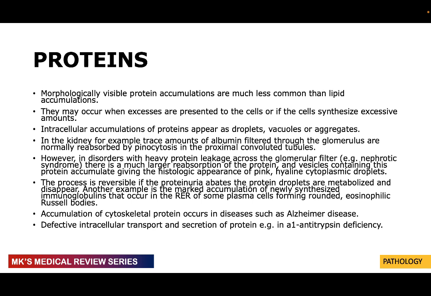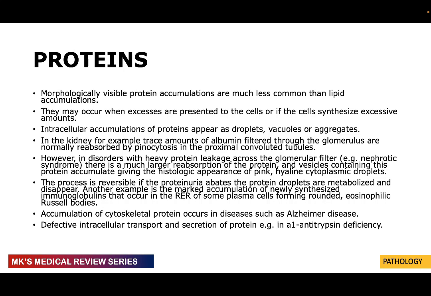So the intracellular accumulation of the protein is going to be appearing as droplets, vacuoles, or even aggregations. For example, in the kidneys, you may have trace amounts of albumin that are filtered out in the glomerulus, and they're normally going to be reabsorbed by a process known as pinocytosis, or cell drinking, in the proximal convoluted tubule. So in some disorders where you lose a lot of protein in the urine, like for example in nephrotic syndrome, where there is heavy protein loss, more than 3.5 grams of protein lost in a day, because there's a problem with the filtration barrier, there's a problem with the glomerular filter.